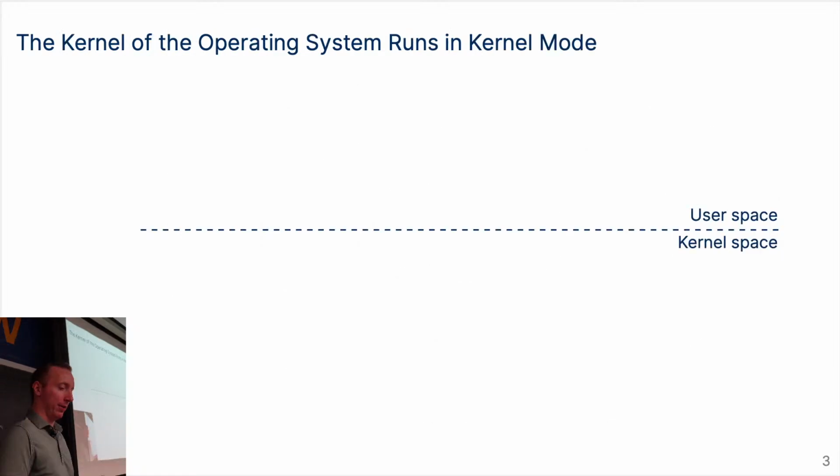So the kernel of the operating system runs in kernel mode. It is a very important part of the operating system because that's what can talk to hardware. So there's this clear separation between user space and kernel space. So far, we've only been dealing with user space. No one has called into kernel code, at least directly, that they know about, even though you have.